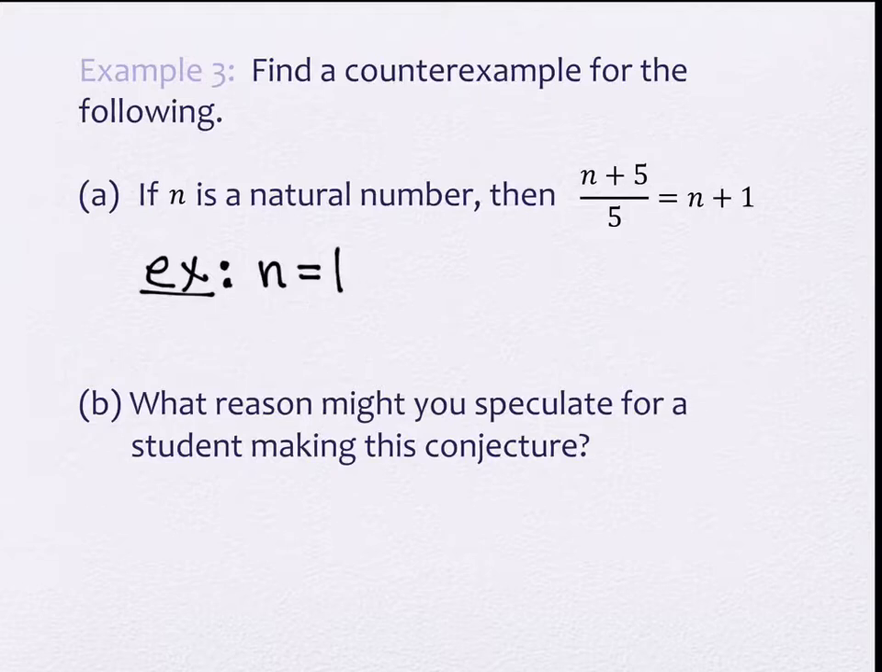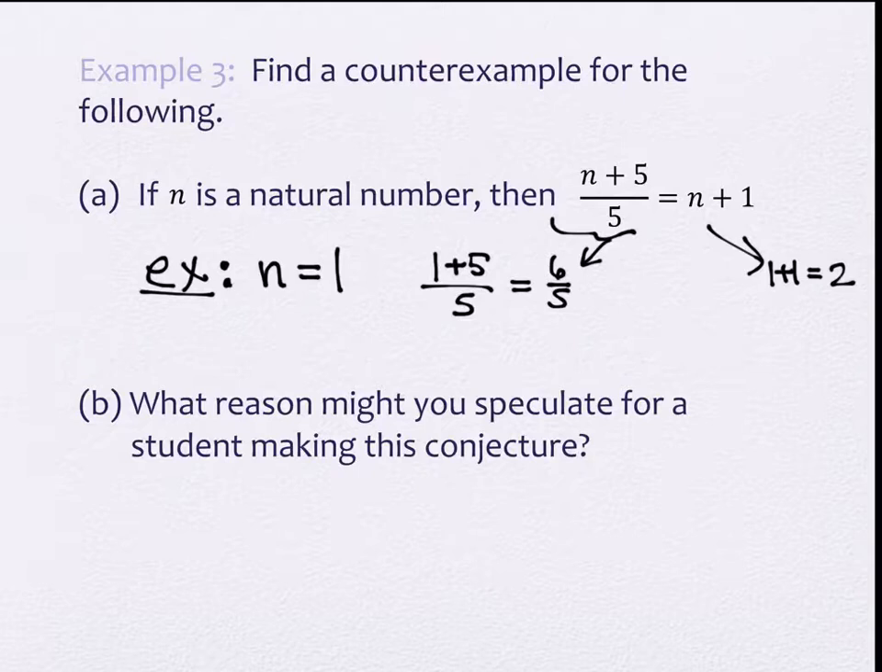Yes. So if I did (1 plus 5) over 5, that would be what? 6 over 5. So this is sort of the left-hand side. And then if I did the right-hand side and I did 1 plus 1, that would give me 2. And if I compare these, the 2 and the 6/5, are they equal? No, they're not.